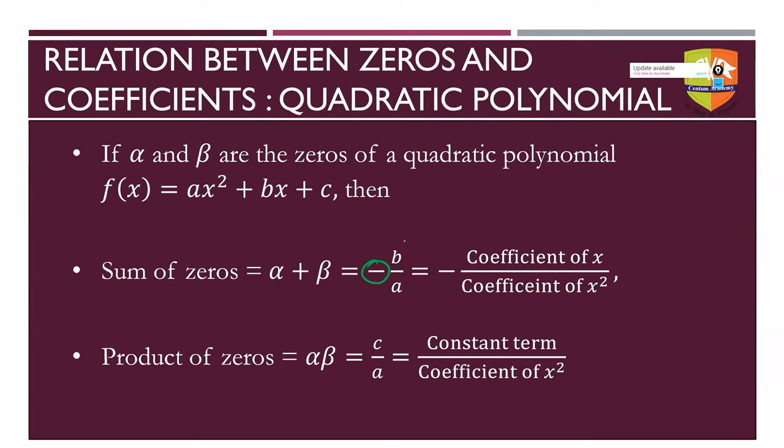So minus b by a, and when you are calculating, b will have its original sign. For example, if you have x² − 2x + 3, then b is minus 2, not simply 2. Here lots of people make mistakes. So keep that in mind. So here, alpha plus beta will be equal to 2 simply, and alpha beta is equal to 3 in this case.